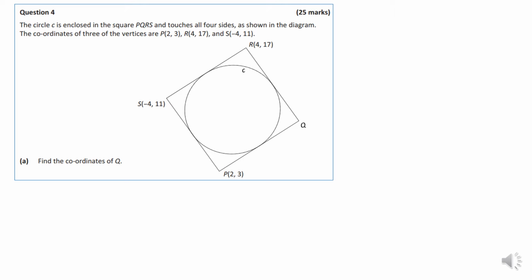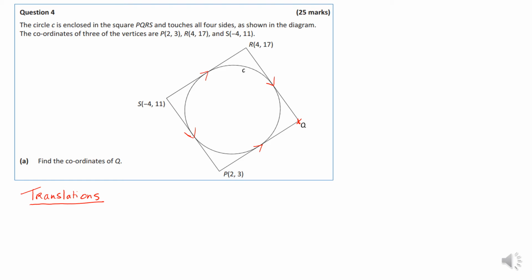And question A asks us to find the coordinates of Q, so the fourth corner over here whose coordinates we are not given. So what are we going to use to find Q? Well, we're going to use what we know about squares. In squares, opposite sides are equal in length and parallel. So we're going to use that fact to find Q, and we're going to use translations. A translation is a sliding movement across the coordinate plane.